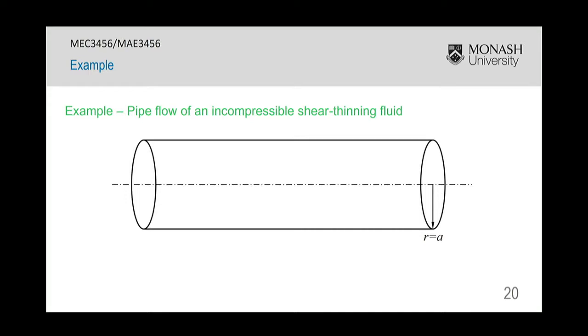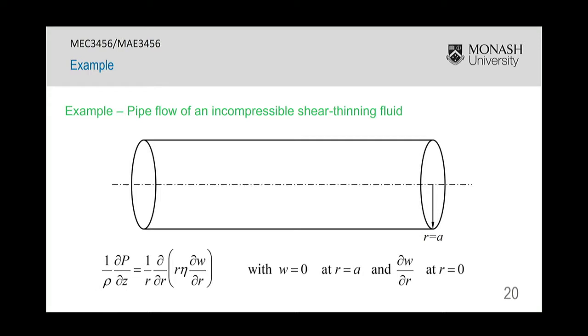So there's a section of our pipe. The equation that describes the fluid flow is that equation down the bottom left. 1 on rho dp dz is equal to negative 1 on r d by dr of r eta dw dr, where eta is our viscosity. The boundary conditions that we know are the velocity has to be equal to 0 at the pipe wall, that's r is equal to a, and the gradient of the velocity, dw dr, must be 0 on the axis. That should actually be equals to 0.